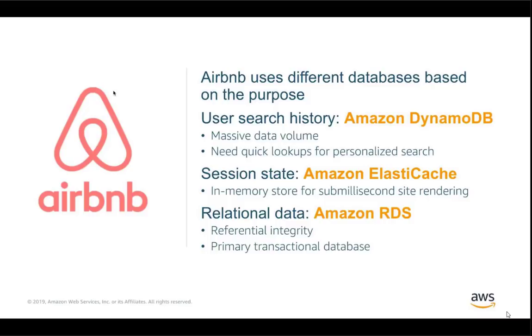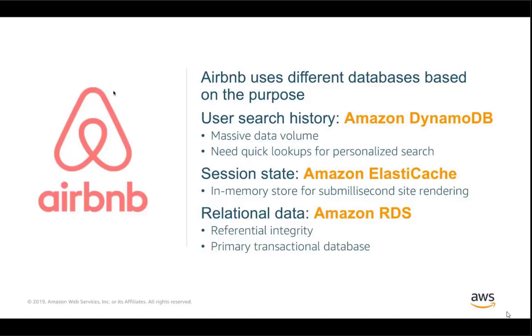Search history with DynamoDB for each individual user, session state with ElastiCache. You don't want to be persisting session state to disk if you're going to have millions of concurrent users. They're also using relational databases for transactions. So even within one application, you have a mix of both non-relational and relational. And we actually see this in spades. This is a very common pattern.